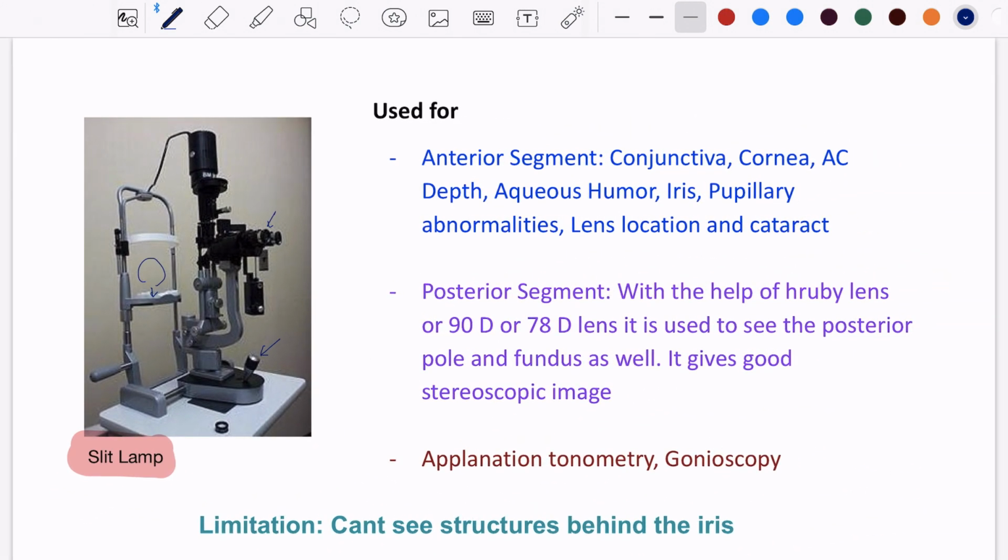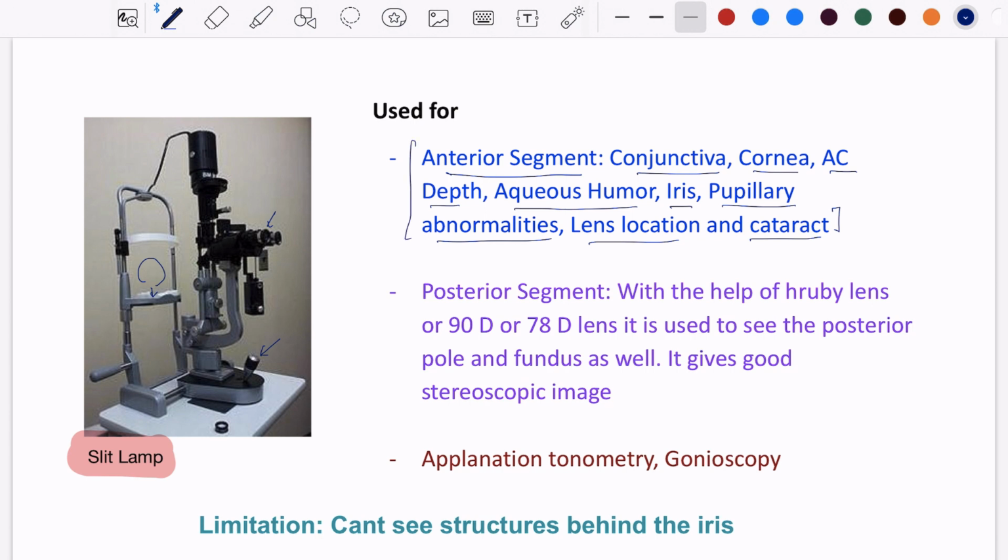So slit lamp is basically used for seeing the anterior segment. A lot of things we can see through the slit lamp, like conjunctiva, cornea, anterior chamber depth. We can also see the aqueous humor and the various pathologies there. We can basically calculate the number of cells and flare there. We can see the iris details, and we can also see the pupillary abnormalities like sphincter tear, the lens location, and the type of cataract is also classified with the help of slit lamp.